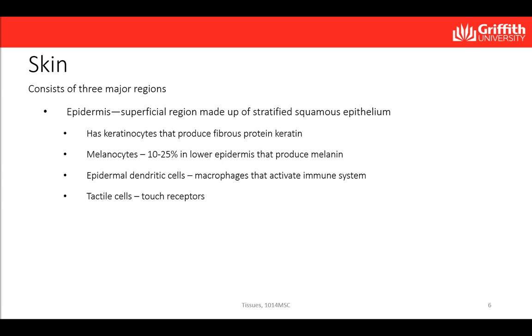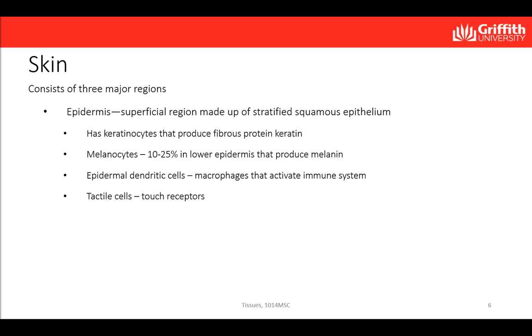Keratinocytes are the cells that produce keratin, the fibrous protein that gives epidermis its protective properties. About 10 to 25% of the lower epidermis is made up of melanocytes, which synthesize a pigment called melanin. Melanin acts as a shield that protects the nucleus of the cell from the damaging effects of UV radiation.